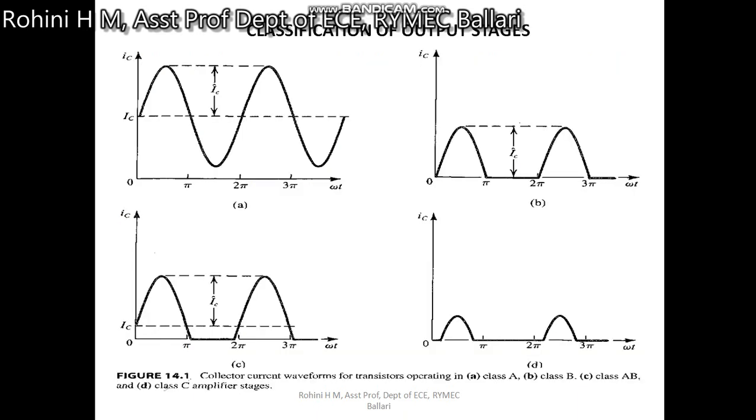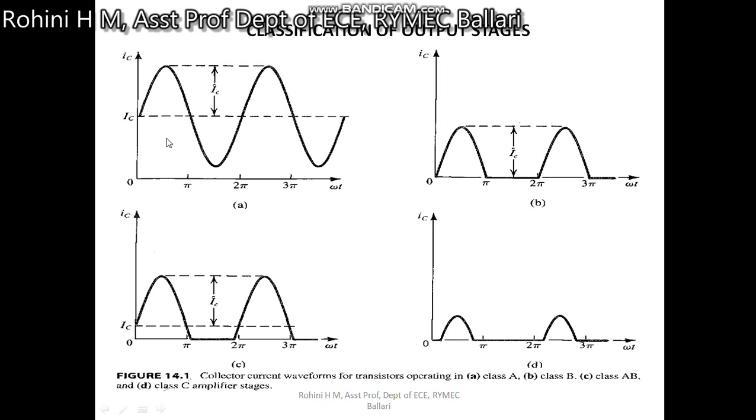So then the next topic is classification of the output stages. So here the output stages of the amplifier are classified into four classes. One is class A, class B, class AB and class C type of the amplifier, where the respective outputs are given here, that is collector current waveform of the transistor that are operating in class A, class B, class AB and class C.